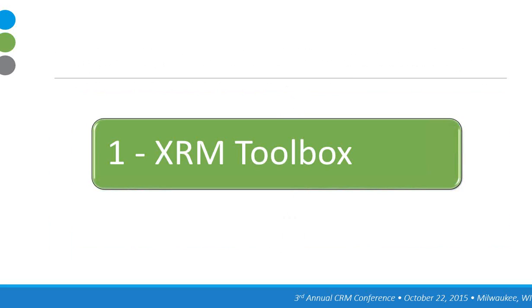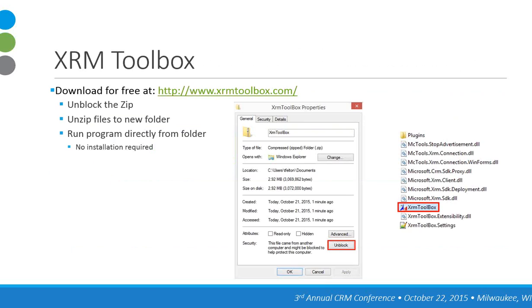Again, the first thing we'll talk about here is the XRM Toolbox. The XRM Toolbox is a great free tool that you can download from xrmtoolbox.com. It allows you to do a lot of various admin tasks that you wouldn't otherwise be able to do. And just a quick note here that when you do download it, you'll most often have to unblock the zip file. So you'll download the zip file, right-click on it, and click unblock so that you can then run the program directly from that folder without any installation.